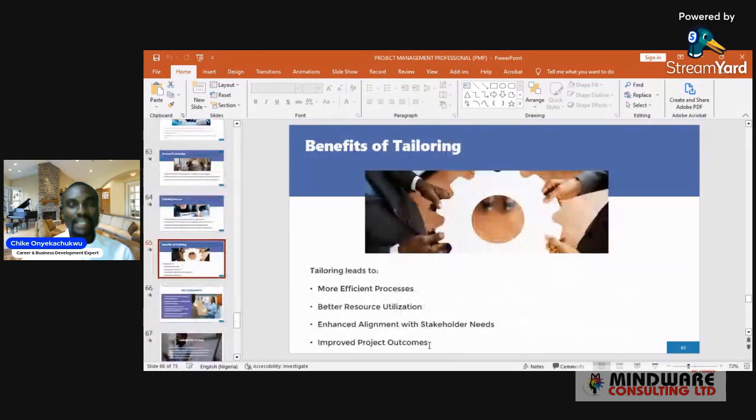Okay. Now, what are the benefits? We looked at them before, and I've mentioned them through the course of this section, but let's just look at them more specifically. Tailoring leads to more efficient, better results. When you're able to align and customize your processes, you are able to utilize your resources more effectively.